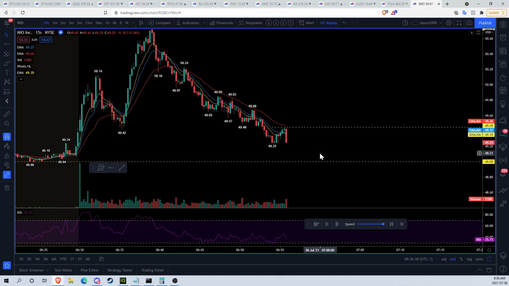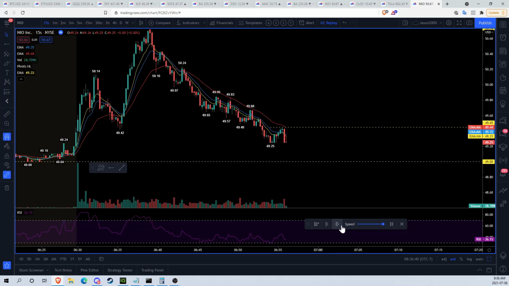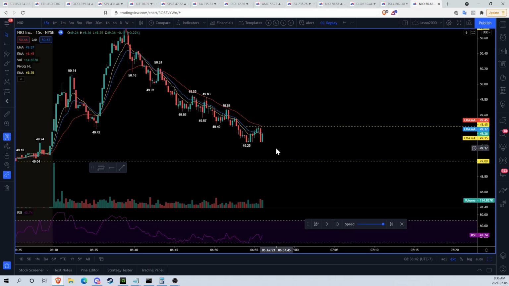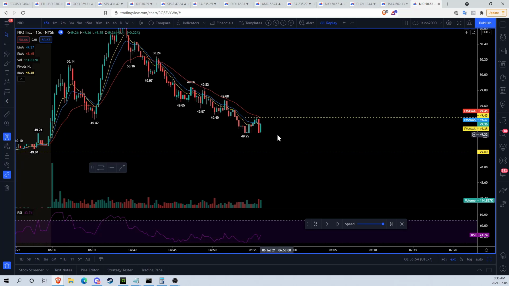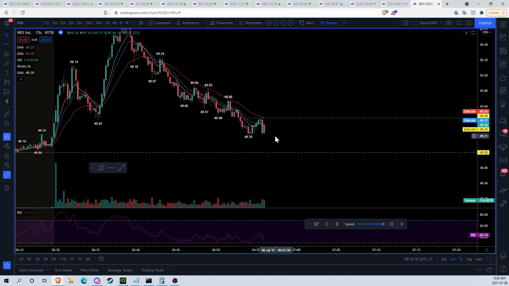So here we are at 49.25. We get a little bit of a bounce, and you know what? I like this. 49.25 has held on 15 successive candlesticks. What we're going to be looking for is a high risk entry. We're going to get in right about now, and we're going to scale in one of two positions. The second position would be a break and a lack of flush under 49.